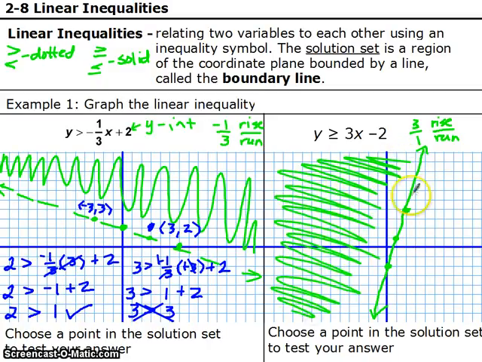All right, but remember, we're going to choose a test value anyway. So if you're ever confused, like, oh, I'm not sure, you're going to do a test value. I'm going to use 0, 0. I always try to use that one if it's an option. It wasn't an option on the last one because it wasn't in the shaded area, but this time it is. So plug in 0, 0. 0 is greater than or equal to 3 times 0 minus 2. All right, 3 times 0 is just going to cancel. So this is 0 greater than or equal to negative 2. Yes, it is. So we know we've shaded the right area because our test point worked.